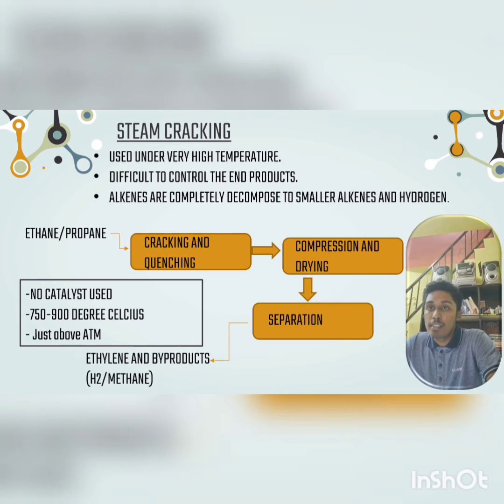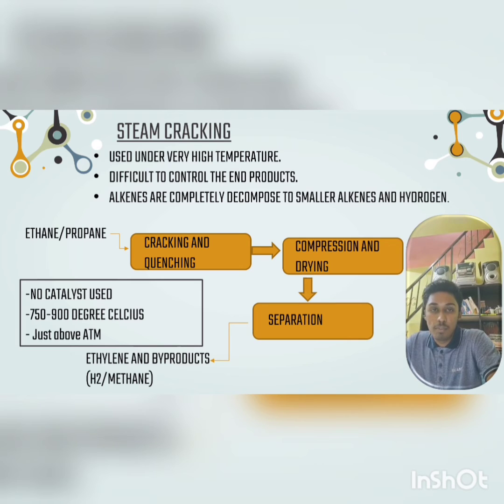So after that, it is used under very high temperature. As I said earlier, it is difficult to control the end products. This is one of its disadvantages in steam cracking, because we are using it at high temperature, and alkenes are completely decomposed to smaller alkenes and hydrogen.